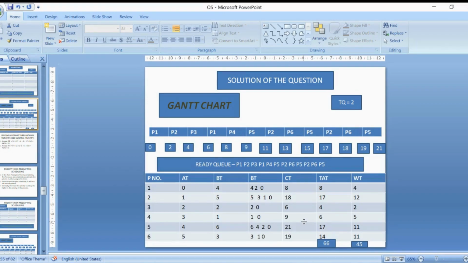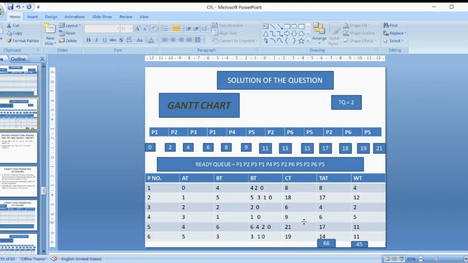Now we are going to find out the completion time, turnaround time and waiting time of the question. For the completion time, we will see the Gantt chart value and move from right to left in order to get the right completion time. So the completion time of process 1 is 8, for process 2 it is 18, for process 3 it is 6, for process 4 it is 9, for process 5 it is 21, for process 6 it is 19.